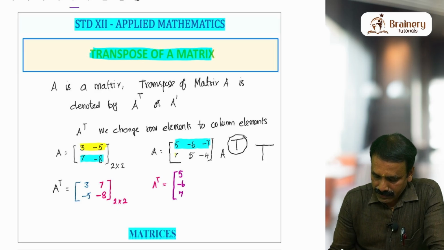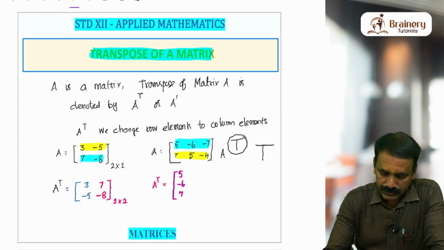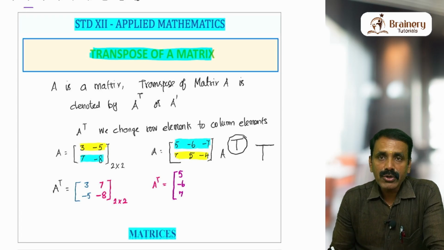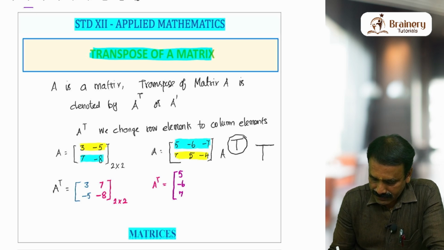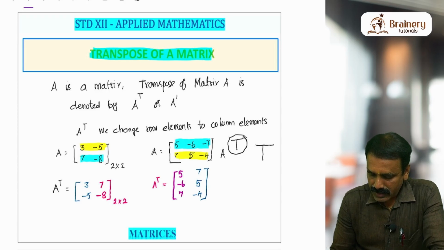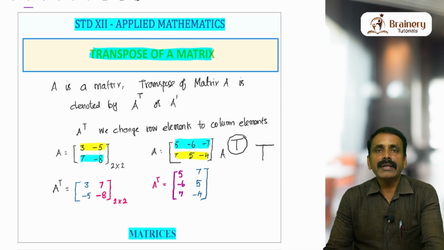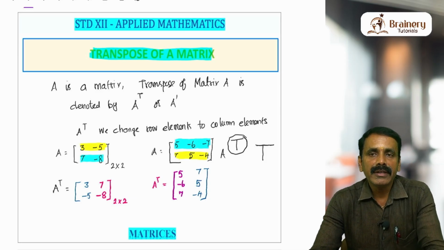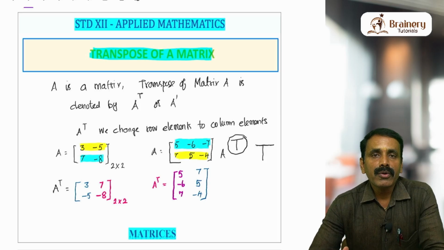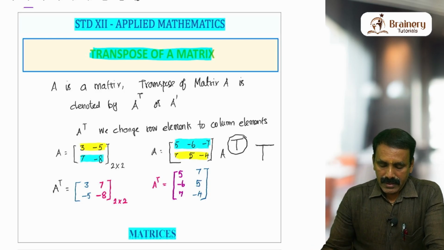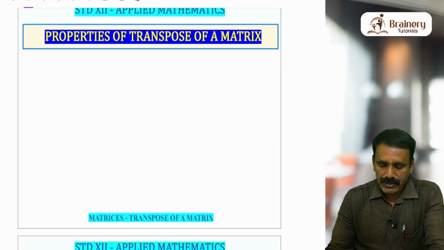Second row. What is the second row? 7, 5, minus 4. The second row elements are going to be written in the second column: 7, 5, minus 4. So this is A transpose. Finding transpose of a matrix plays a very vital role in the next concept we are going to study. Finding the transpose of a matrix is very, very important. Is it clear?